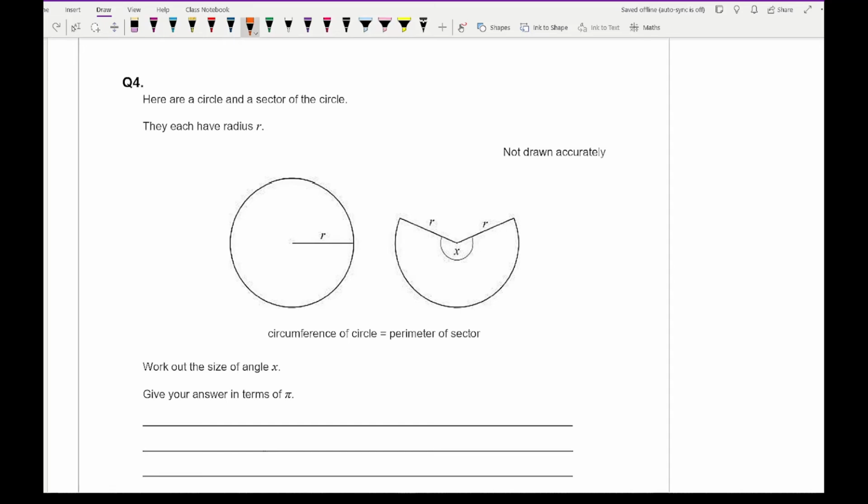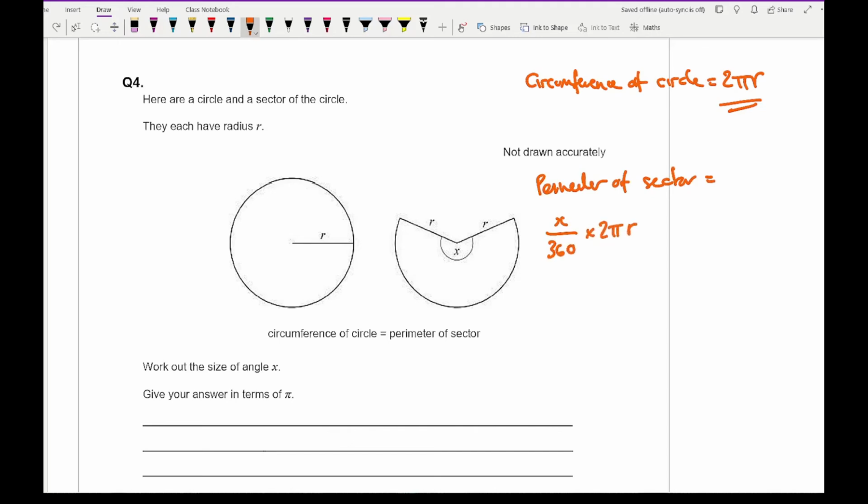So here, the circumference of the circle is going to be 2 pi r. Then if we work out the perimeter of the sector, that's going to be x over 360 multiplied by 2 pi r, plus 2r. Now if I neaten all of this bit up, here I've got 2 pi rx over 360 plus 2r.